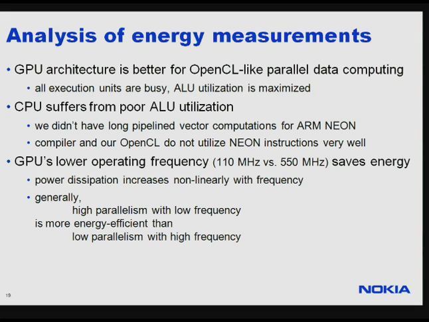Again, some of the analysis: the GPU is a better match for OpenCL. All the execution units are busy. The CPU suffers from poor ALU utilization. And then there are the clock speed differences. Typically, high parallelism with low frequency, as in the case of the GPUs, is better for power than low parallelism with high frequency, the CPU case.